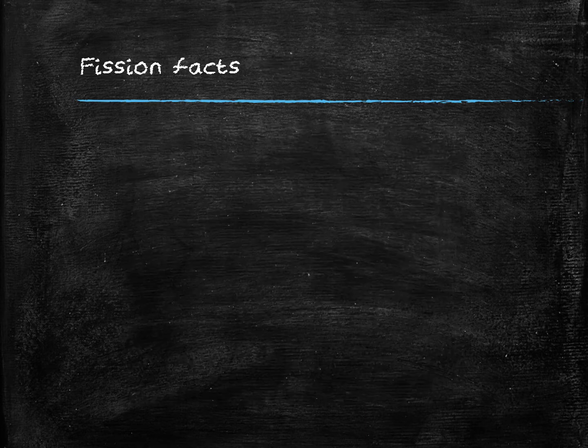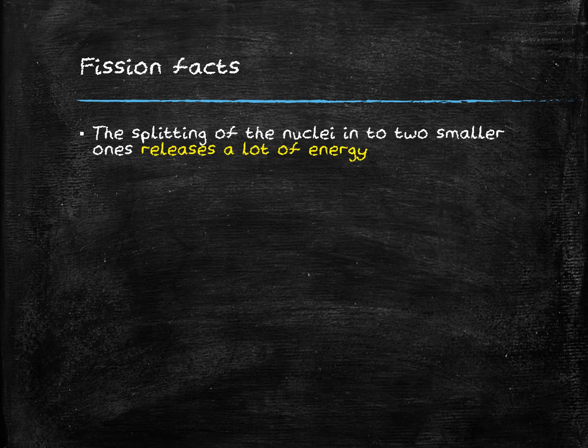The things that you need to be aware of about nuclear fission: the splitting of the nucleus into two smaller ones releases a lot of energy. Now this can be as kinetic energy of the particles, the two daughter nuclei and the neutrons, or it can be as gamma rays. Typically, if it's kinetic energy, then that will make the material hotter, as these particles are moving at very high speeds, and the temperature of the material is dependent on the average kinetic energy of the particles within it.